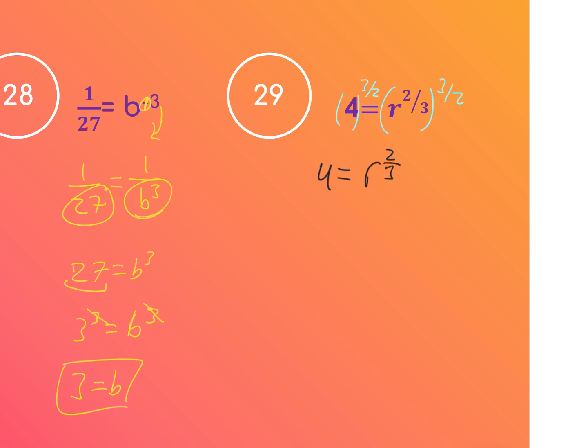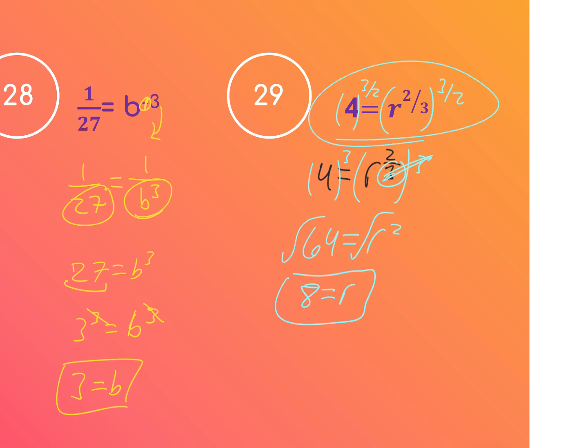A lot of you might think to do it one step at a time, right? If you see the bottom is 3, you can start by raising both sides to the power of 3, and then this 3 cancels with this 3, so we get 4 to the third. That's going to get us 64 equals r to the second, right? The 3 and the 3 cancel out. And then from here, you can square root both sides, and then you get 8 equals r. Same thing if you were to do it this way up here, right? I think a lot of you maybe will get confused at some of the steps.